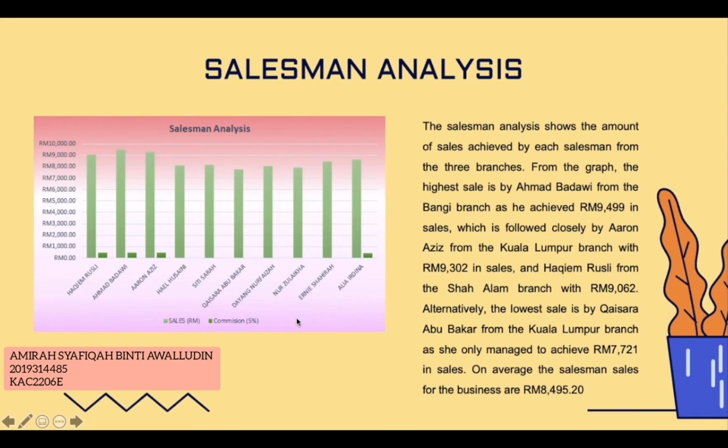Alternatively, the lowest sale is by Kaisara Abu Bakar from the Kuala Lumpur branch, as she only managed to achieve a sale of 7,721 ringgit. On average, the salesman's sales for the business are 8,495 ringgit and 20 cents.